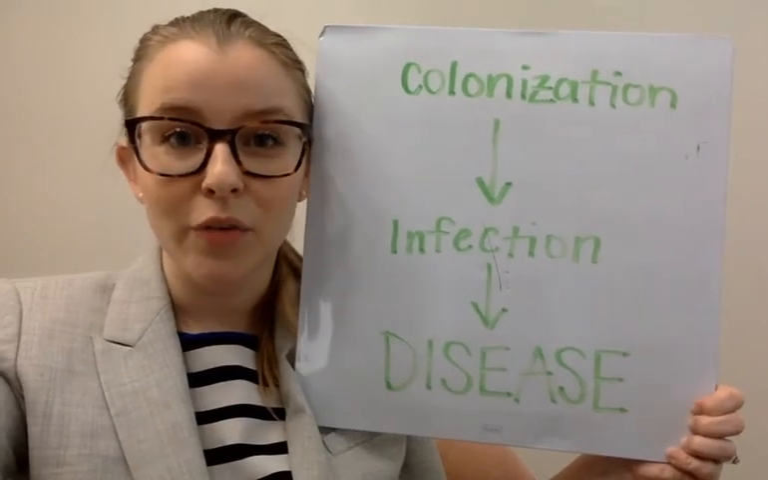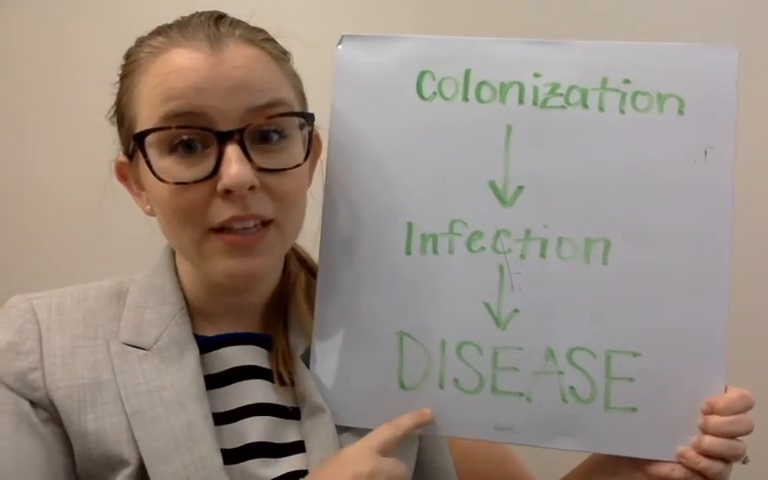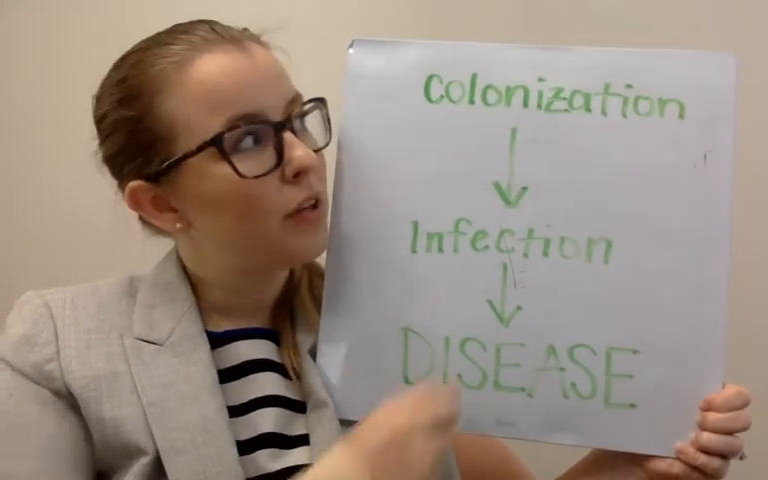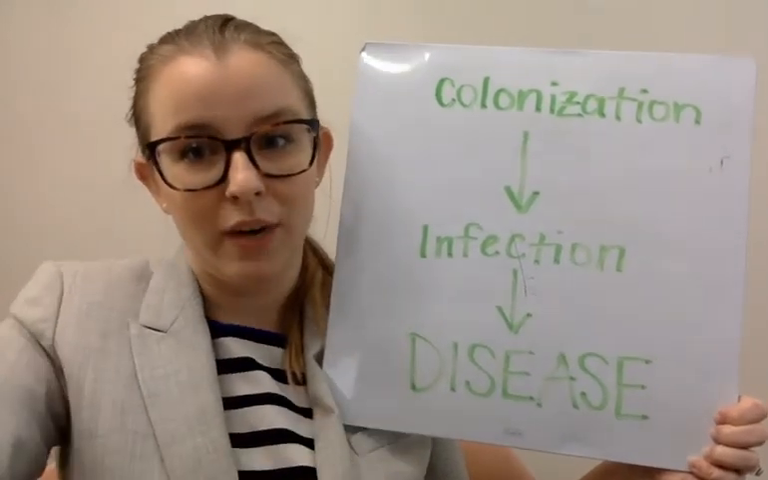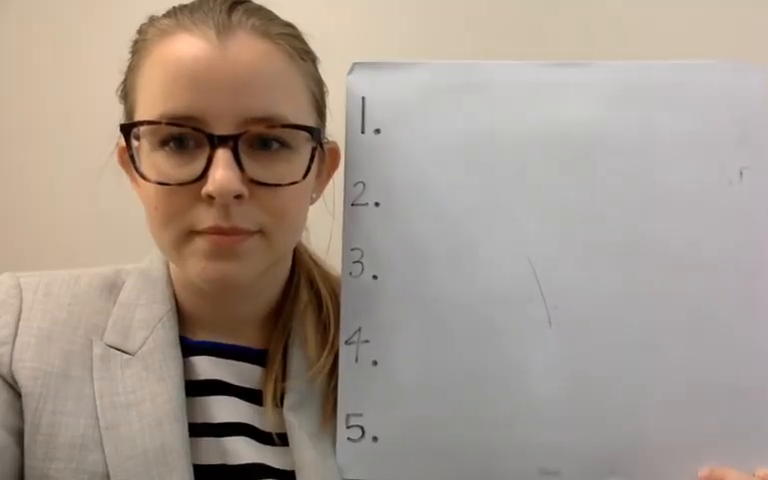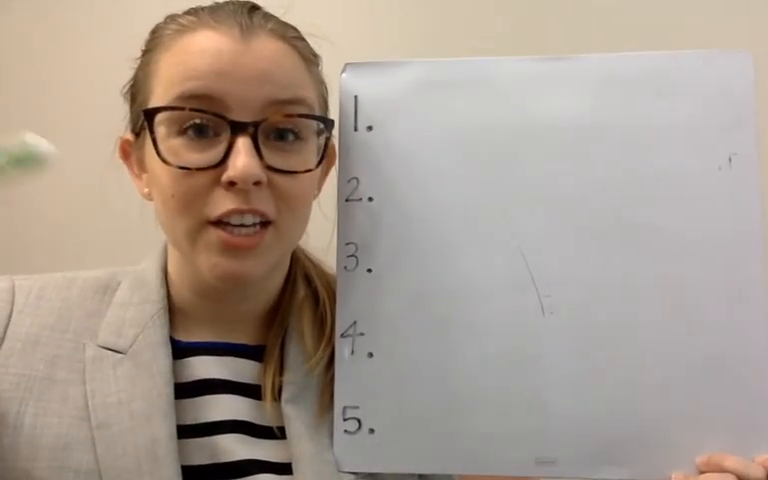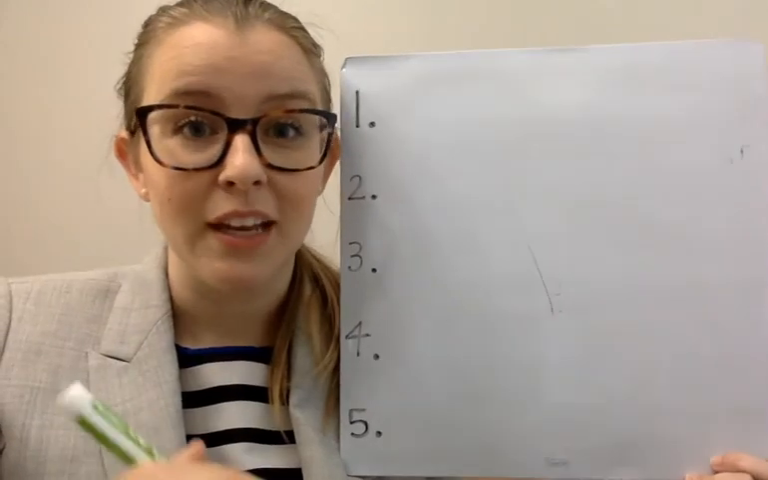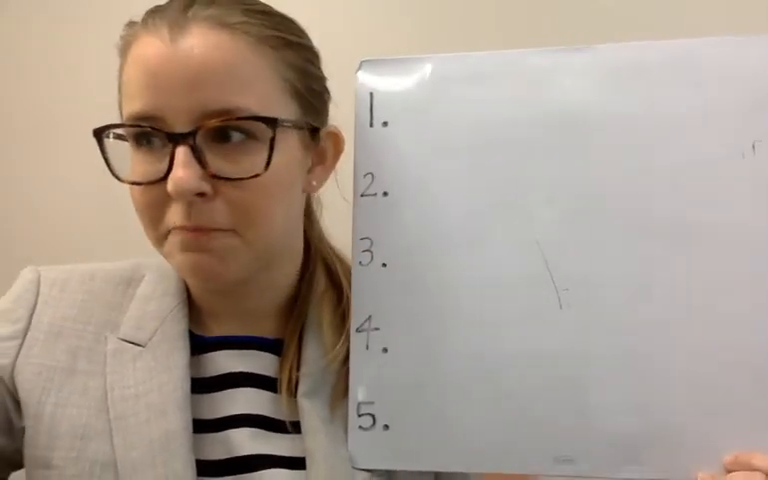So now we're going to go over how colonization leads to infection, which ultimately leads to disease. So we want to look at that connection between colonization and how it gets to this disease point. There are 5 steps to the process of a colonizing bacteria becoming a disease, or it doesn't just have to be bacteria, any kind of microorganism.